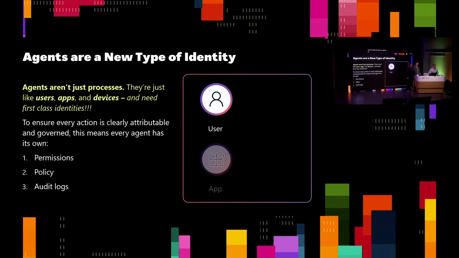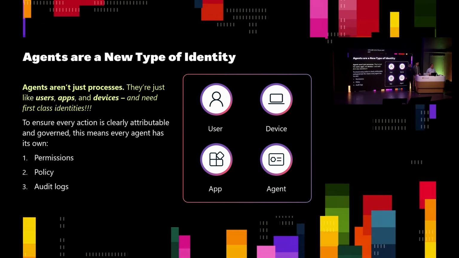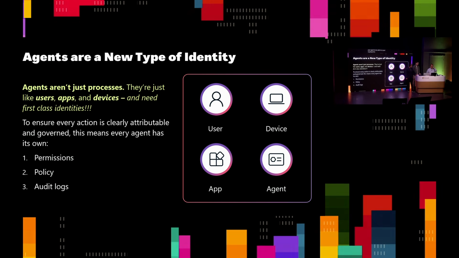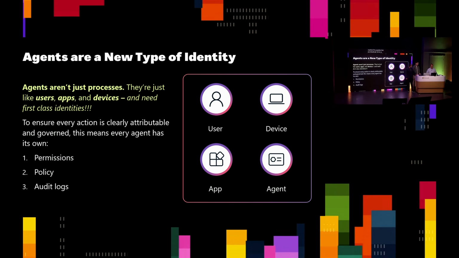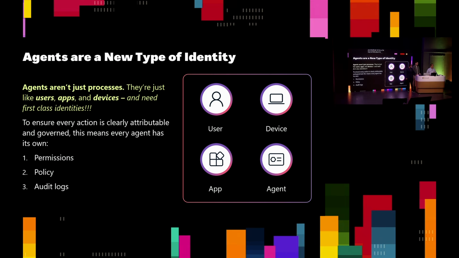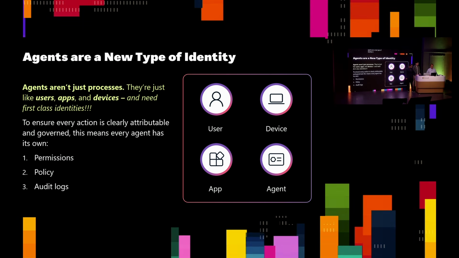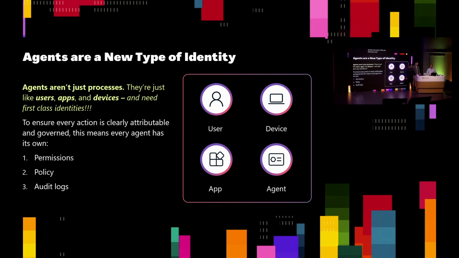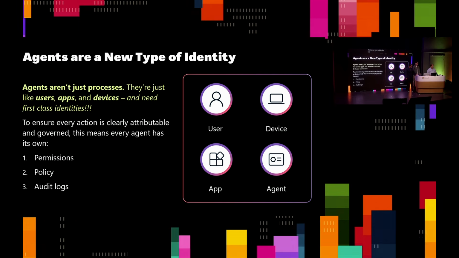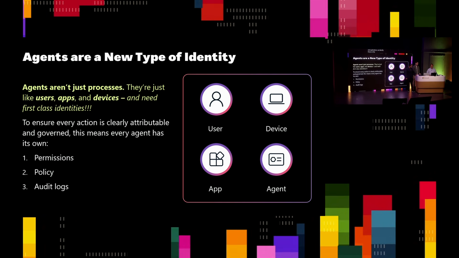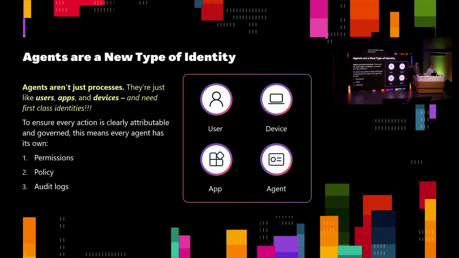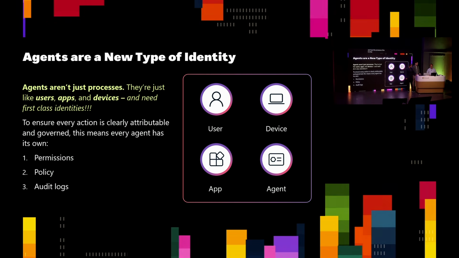So for us, the way we think about it is this. Agents are a new type of identity in the system. When you think about users and devices and applications, we identify those on the system. Agents aren't just the processes of the CLI that you're using or whatever agentic application that you're using. They themselves are an intrinsic first-class entity on the system.